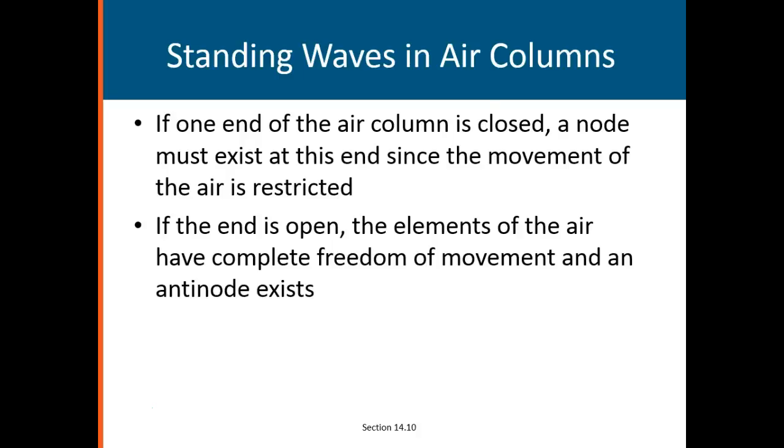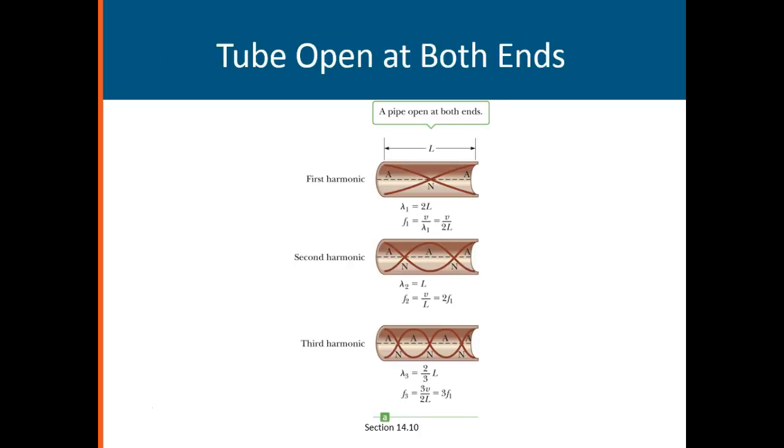Well, wow. I sure jumped the rabbit here. Here's a pipe open at both ends. If it's open at both ends, that's got to be an antinode at both ends. There's the first harmonic. They started off talking with a closed end. Now they're doing open end. The second harmonic then is an antinode, and one in between.